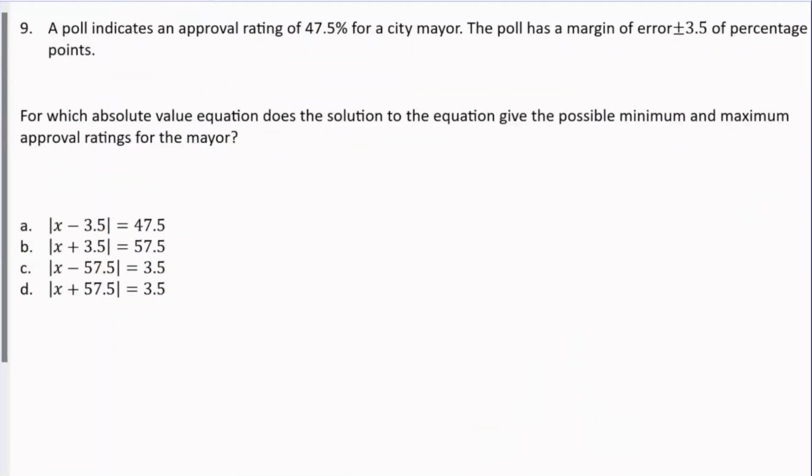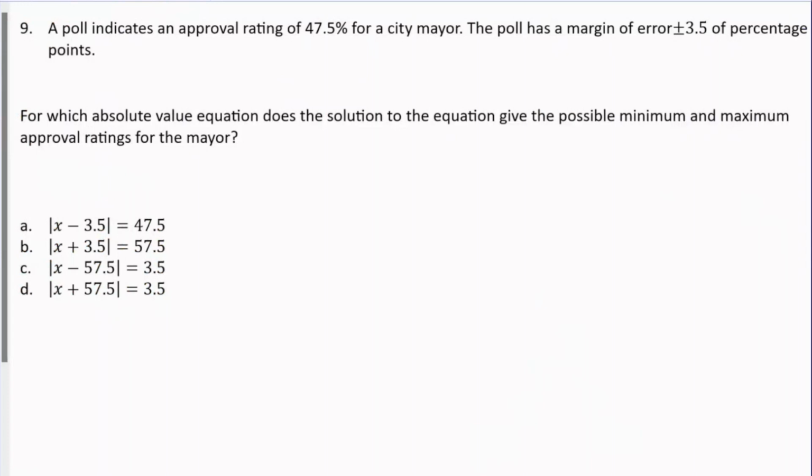All right, and our final problem, number 9. It says a poll indicates an approval rating of 47.5% for a city mayor. The poll has a margin of error of plus or minus 3.5 percentage points. For which absolute value equation does the solution to the equation give the possible minimum and maximum approval ratings for the mayor?